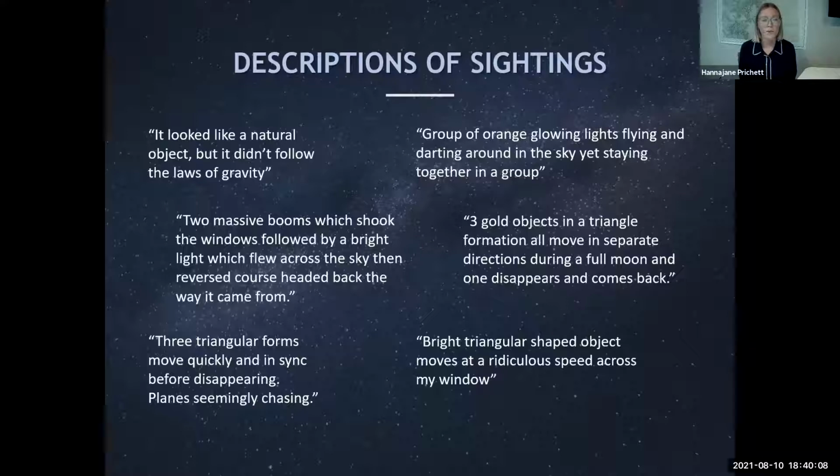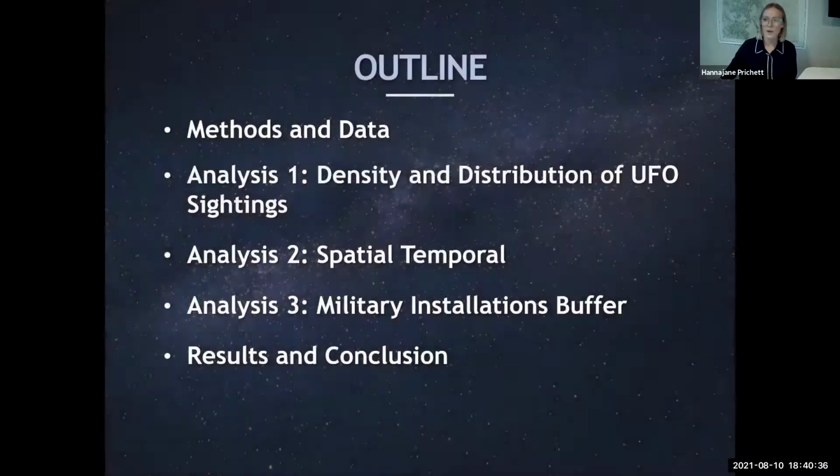3 triangular forms moved quickly and in sync before disappearing, planes seemingly chasing. Groups of orange glowing lights flying and darting around in the sky, yet staying together in a group. 3 gold objects in a triangle formation all move in separate directions during a full moon, and one disappears and comes back. Bright triangular shaped objects move at a ridiculous speed across my window. So now we are going to move on to analysis 1.